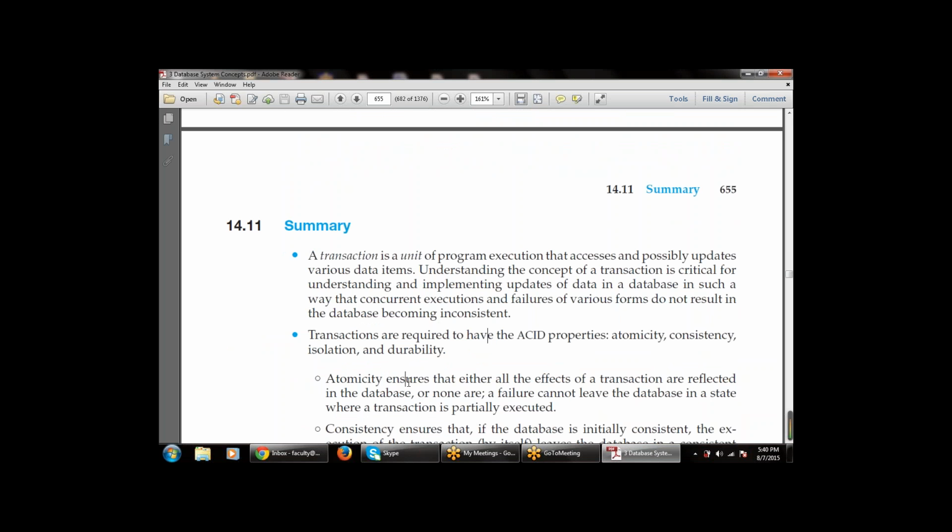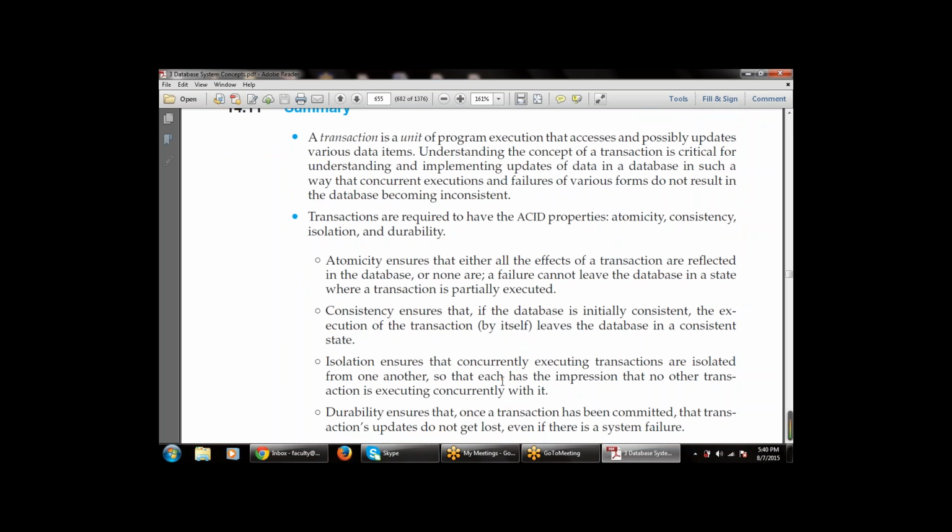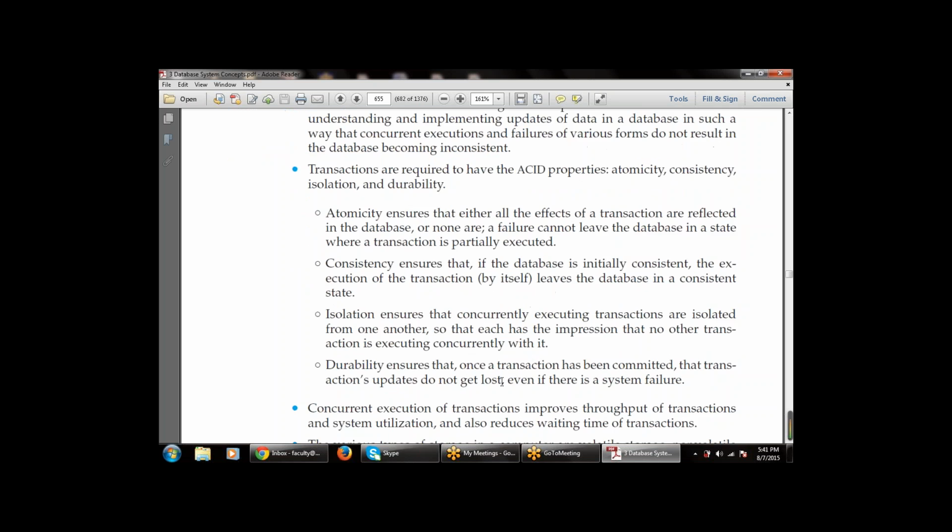Atomicity ensures that either all the effects of a transaction are reflected in the database or none are. Consistency ensures that if the database is initially consistent, then the execution of the transaction leaves the database in a consistent state. Isolation ensures that concurrently executing transactions are isolated from one another. That is, whenever there is a concurrent execution of transactions, they must be isolated from one another. Durability ensures that once a transaction has been committed, its updates do not get lost in case of a system failure.